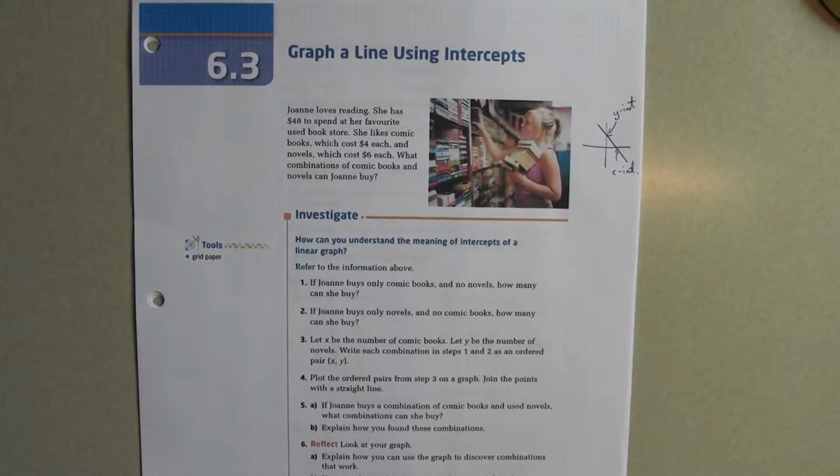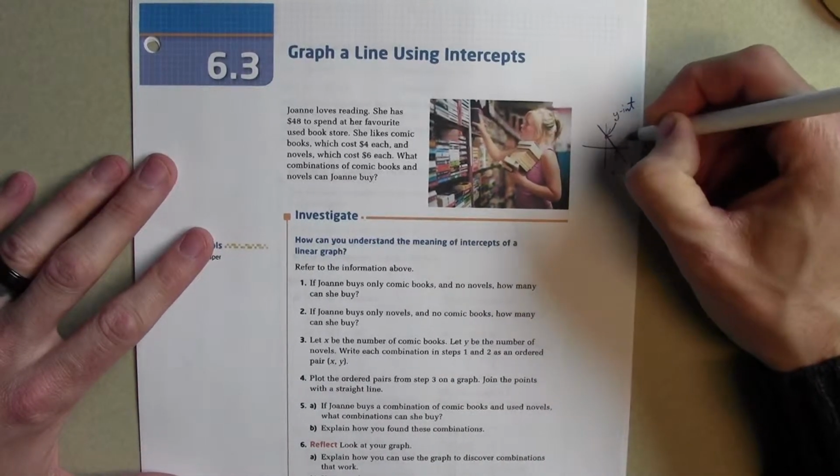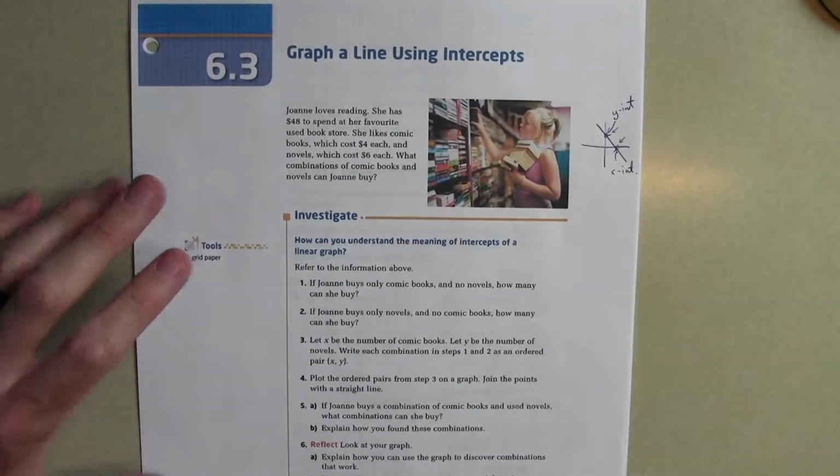Okay, so we're going to learn how to graph using those two. Obviously, if we have 2 points, then we know it's a straight line, then we can just connect the dots and we'll have our line.